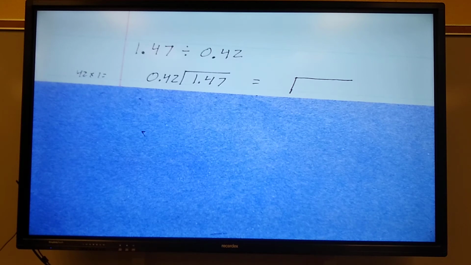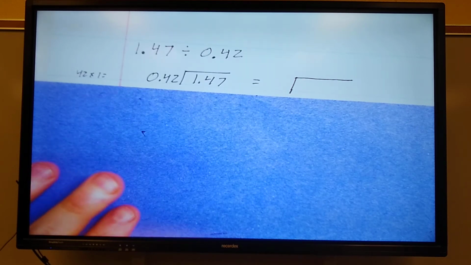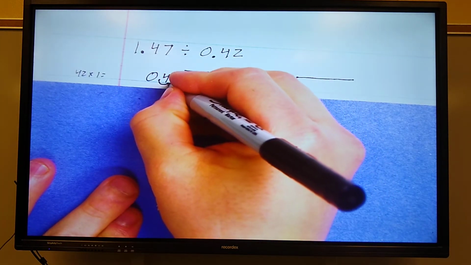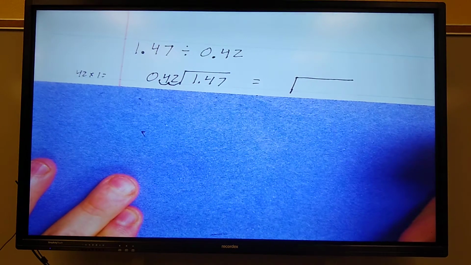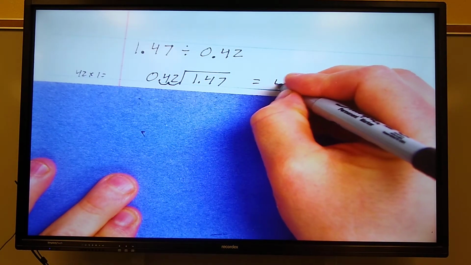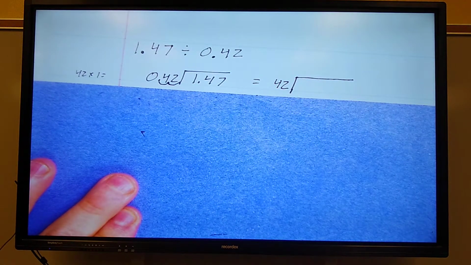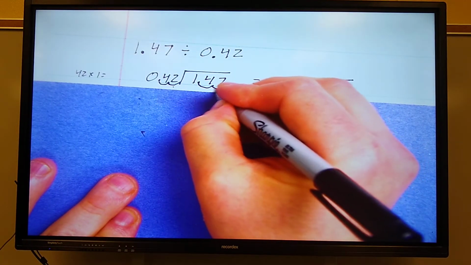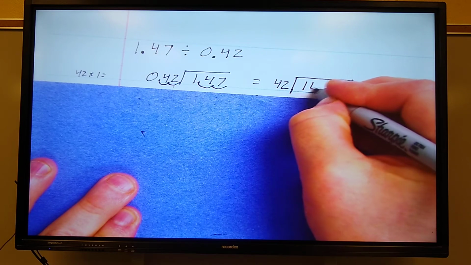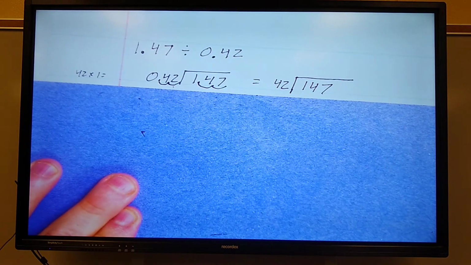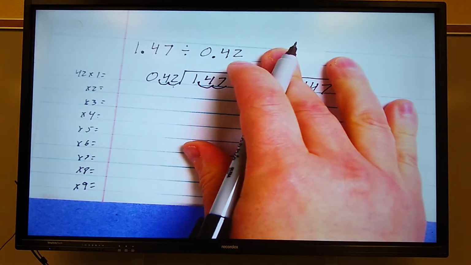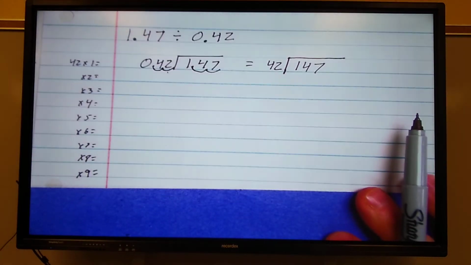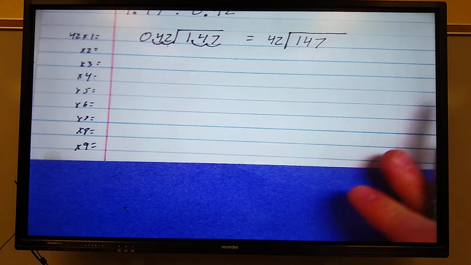All right, let's see how good you did. In order to get rid of this decimal, I move it over twice. 1, 2. So my new divisor is 42. I moved it twice here. That means I got to move it twice here. 1, 2. So my new dividend is 147. Now I got to find all the facts of 42. Do that now. Pause the video.